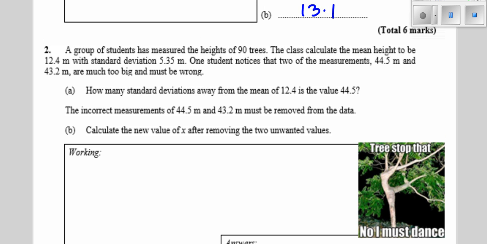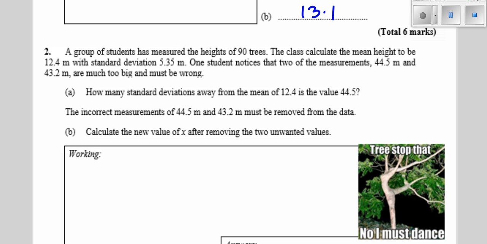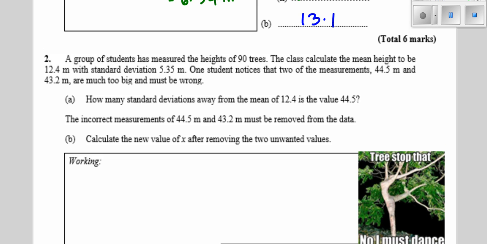Let's work it out. So you just subtract it, then divide by 5.35. Why do you do that? Just trying to figure out how many steps of 5.35 it is away. And is that even possible according to the normal distribution? No. You can only go up about 3 standard deviations, and then just a little bit less.